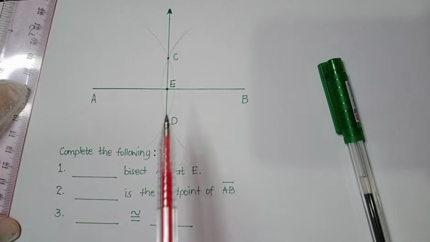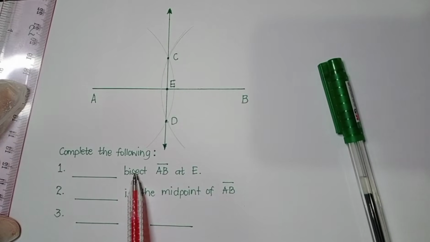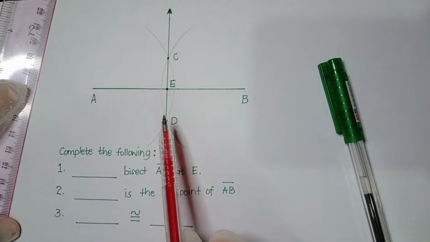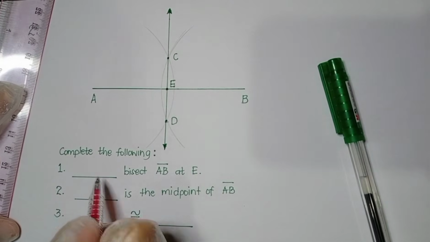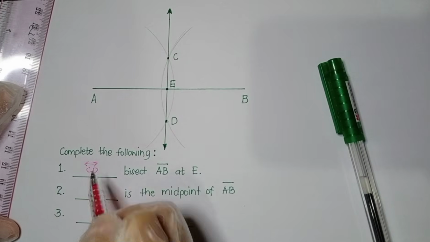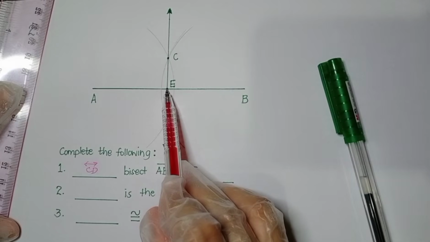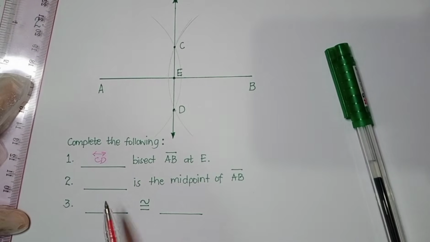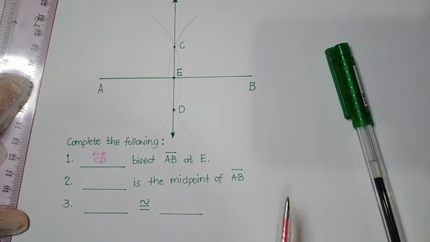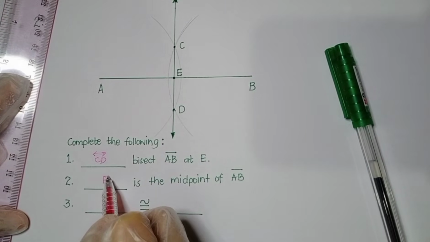So, based dito sa ating construction, alin po dito ang bisector, ang nag-bisect sa segment AB? We have line CD. Okay? So, isulat natin dito si line CD. Now, so saan siya tumama? Sa midpoint natin na E. Next, blank is the midpoint of AB. So, what is the midpoint? Ano yung pinakagitnang point? That is point E.